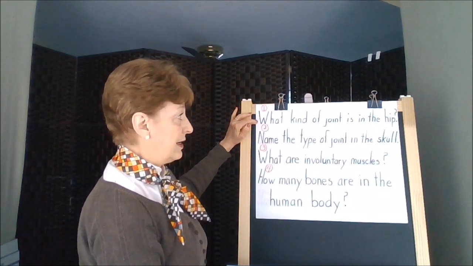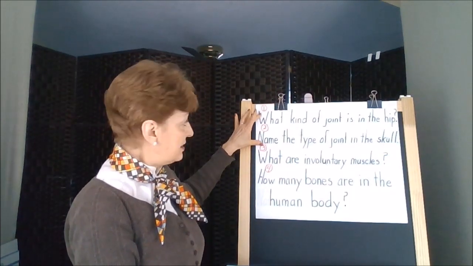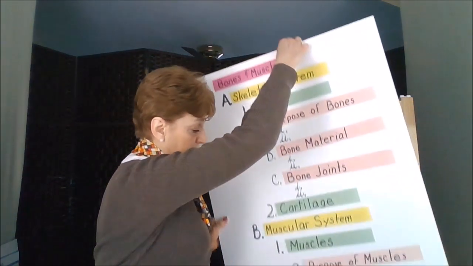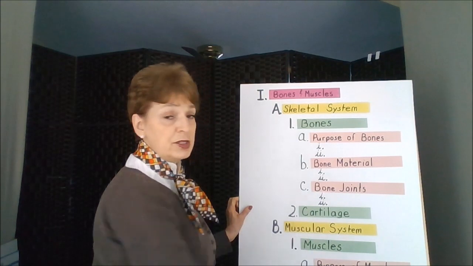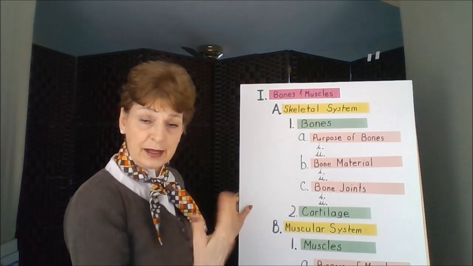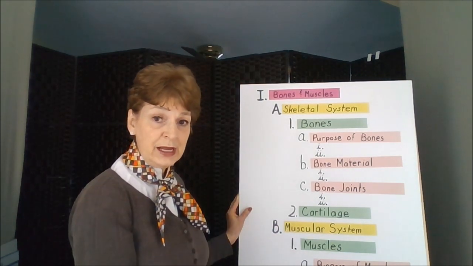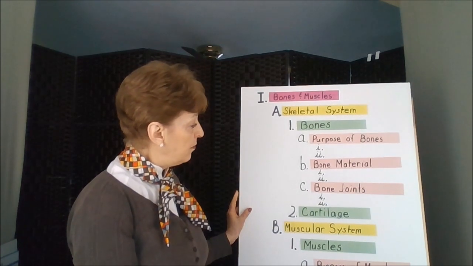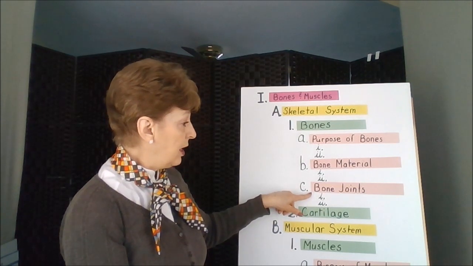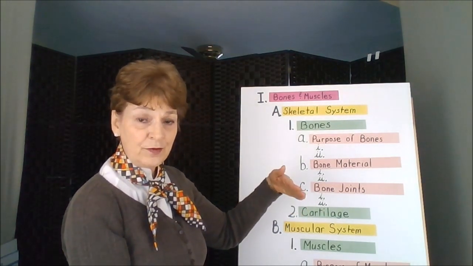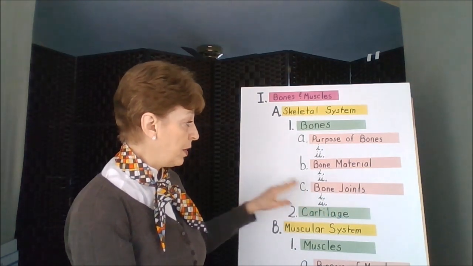What kind of joint is in the hip? Name the type of joint in the skull. Both of these questions could have been found in the joint section under bones. So if you missed this note, in other words, you had trouble answering that particular question, and you'd have to return to the reading in order to search for it, you would find it under a category of joints. That's what they were talking about. And so the topic heading for that particular detail would be found here in bone joints.